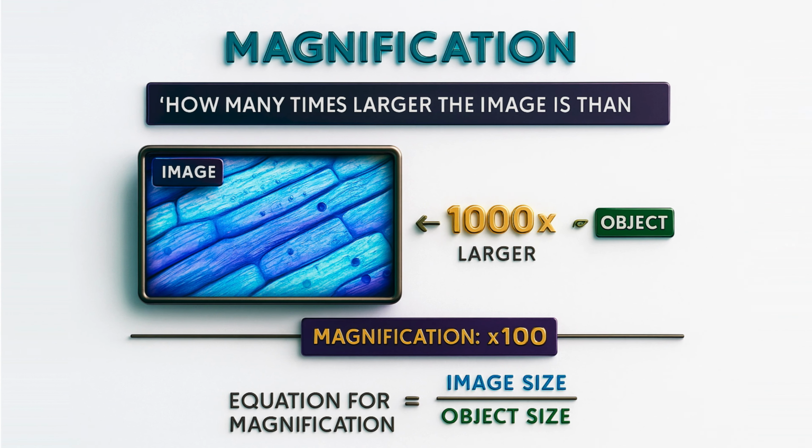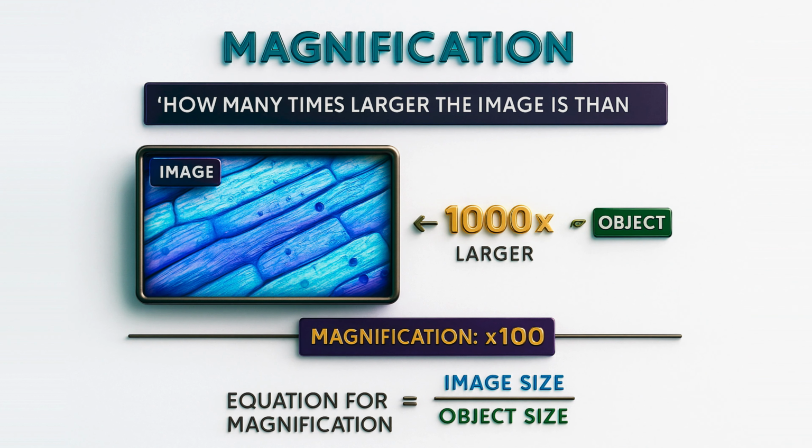This brings us to the concept of magnification. Magnification is defined as how many times bigger the image is compared to the actual object. For example, if the image looks 1,000 times bigger than the object, then we say the magnification is times 1,000. There is also a basic formula for calculating magnification. It states that magnification equals image size divided by object size. We will cover how to use this formula with actual numbers in another lesson.